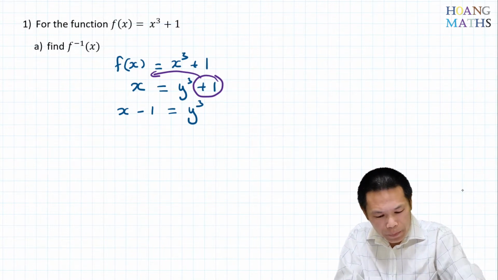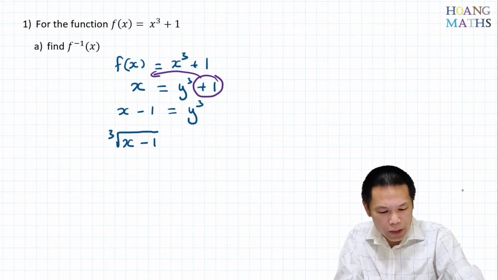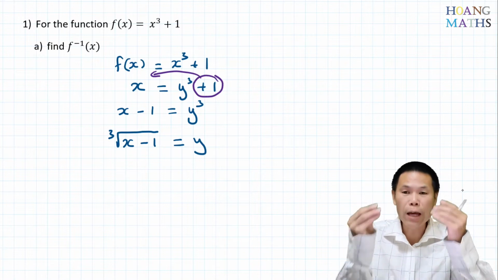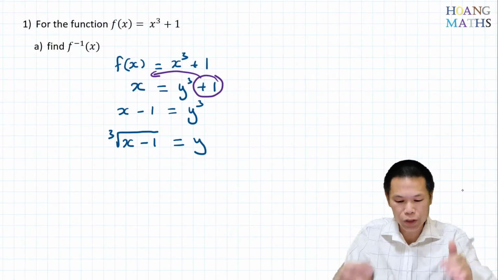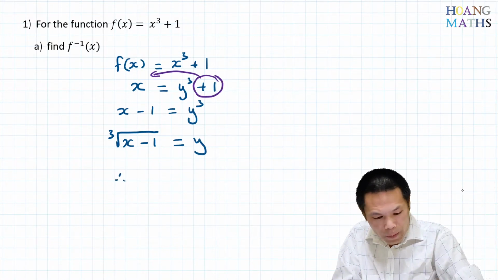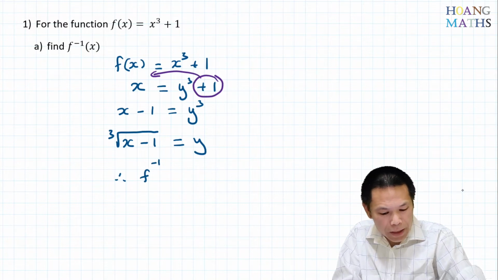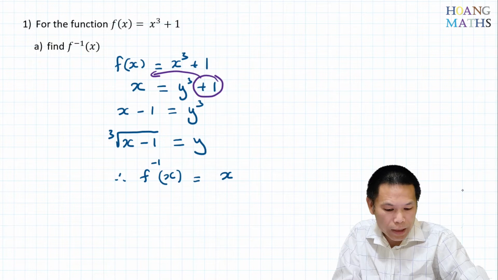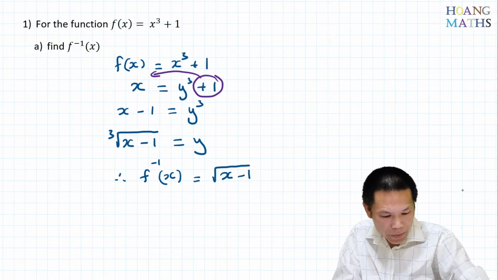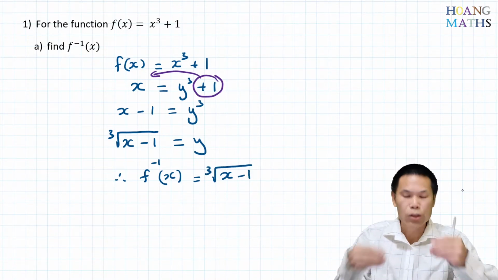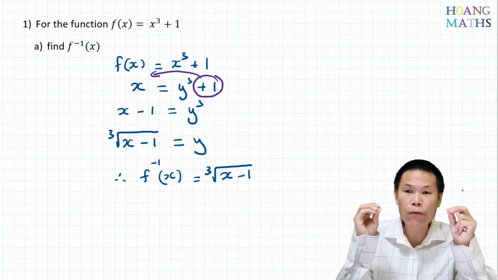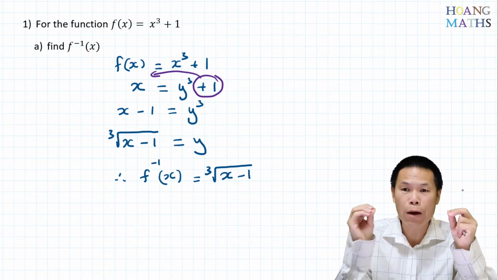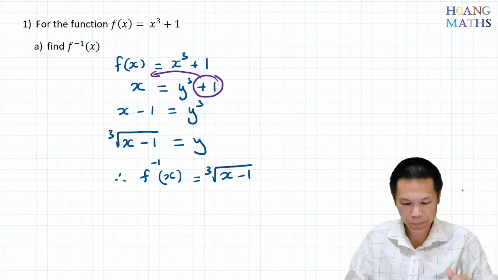So that is x minus 1, and we just cube root this. That will give me y, so that will give me the inverse function. Therefore, f inverse of x is equal to the cube root of x minus 1. So there you go, this is the inverse function of x to the power 3 plus 1.